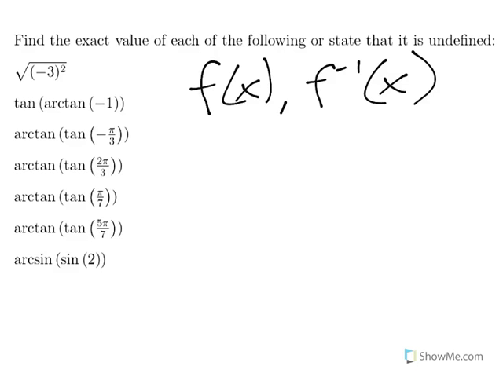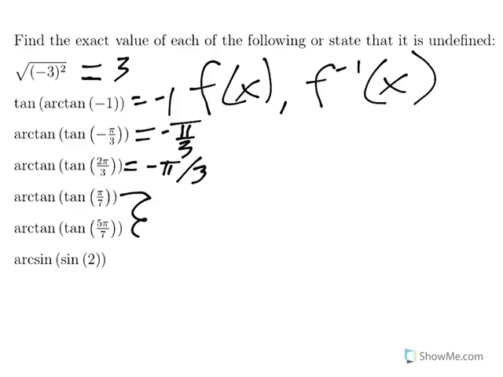So the answers that we got on the last one: the square root of -3 squared, that was 3. The tangent of arctangent of -1 was -1. The arctangent of tangent of -π/3 was -π/3. And finally, the arctangent of tangent of 2π/3 we found was also -π/3. So we're going to continue on with these three.